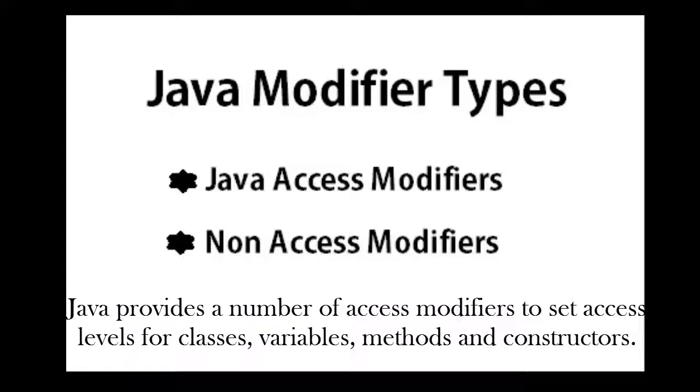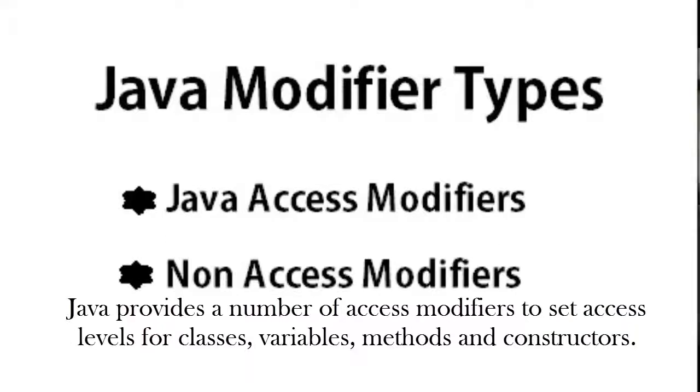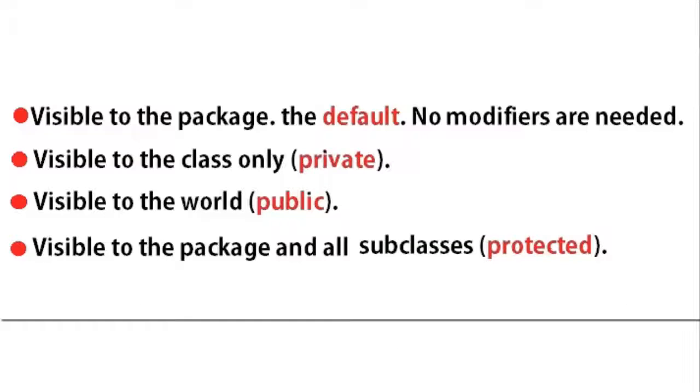Java provides a number of access modifiers to set the access level for classes, variables, methods and constructors. It means that you can set the access level for the user of that class, the variables inside the class, methods inside the class and the constructors. So Java provides four types of modifiers: default modifier, private modifier, public modifier and protected modifier.